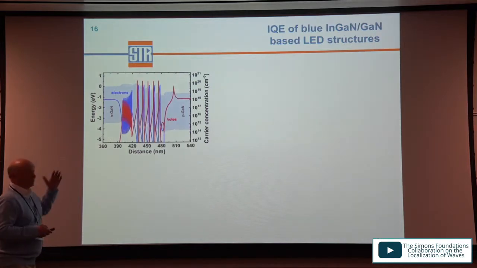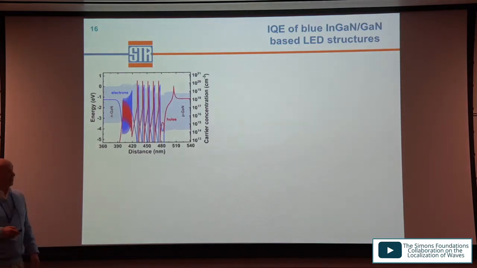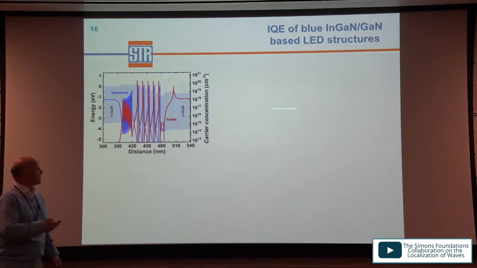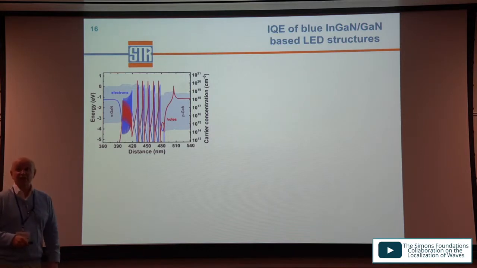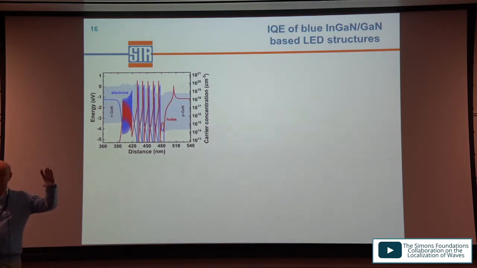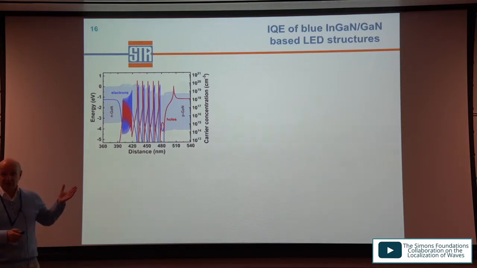Well, let's go to nitride semiconductors. This is a typical nitride LED structure. The first thing we see is that the carrier concentration is much higher than 10 to the 19. This results from the large band gaps, large conduction and valence band offsets, and from the lower mobility of the carriers, and so on.